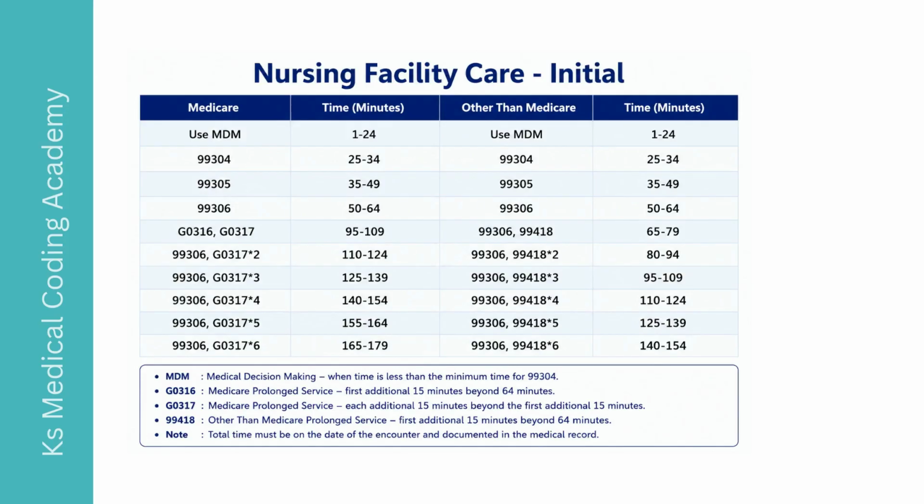Exam tip: remember these key time ranges. 99304 equals 25 to 34 minutes, 99305 equals 35 to 49 minutes, and 99306 equals 50 to 64 minutes. For prolonged services, use G0317 for Medicare and 99418 for non-Medicare when the required time threshold is exceeded.